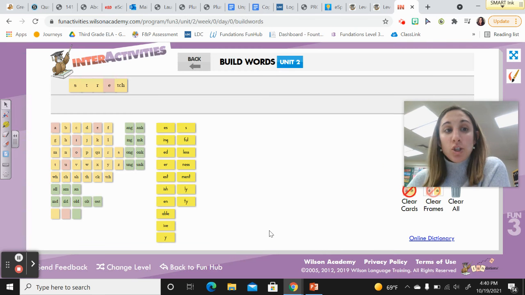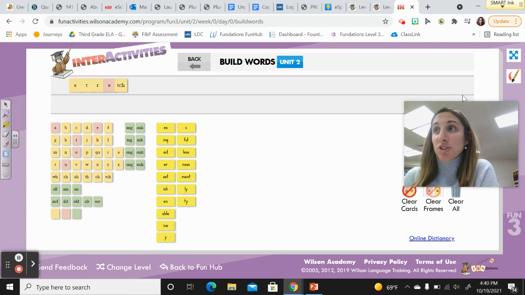Okay, next we're going to talk about some of the words that we've had this year for our words of the day. If you look up here, you can see one of the words. Let's tap it together. Ready? St, ch, stretch, right? Can you think of a sentence using that word stretch?